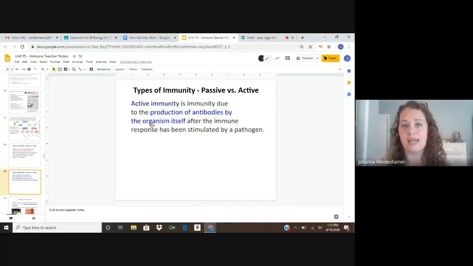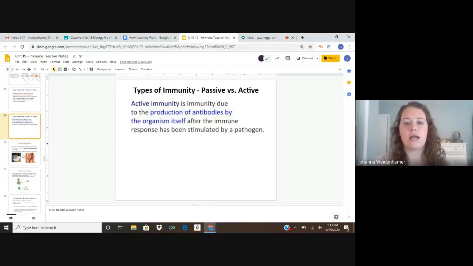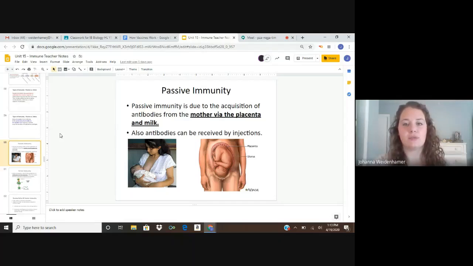So let's say an antigen was given to you through a vaccine, or if a weakened virus was given to you through a vaccine, your body would be immediately making its own antibodies after an immune response. So let's take a look at some examples of passive versus active immunity again.